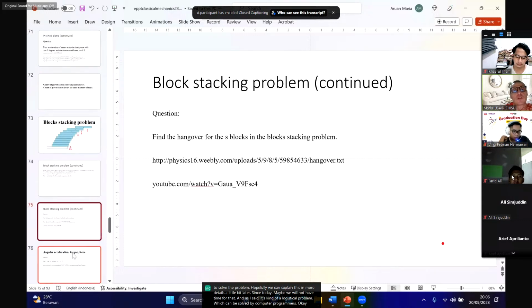Okay, so on the next slide, 76, I ask you to calculate the hangover for S blocks, where S is your student number, which is approximately 22 million, right? And I'm sure your hangover will be only approximately 16 meters. Can you imagine? 22 million blocks will give you only 16 meters of hangover. And the code solves everything. And the YouTube video also explains this in more detail. If you want, you can watch, I think only 3 minutes this time. Okay, any questions?